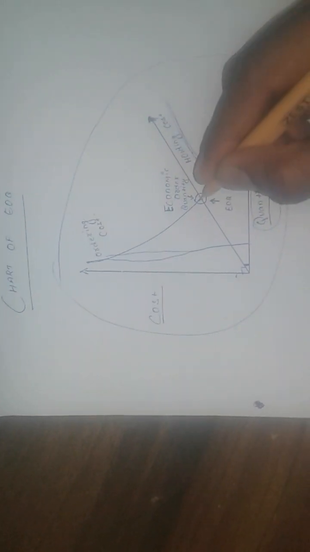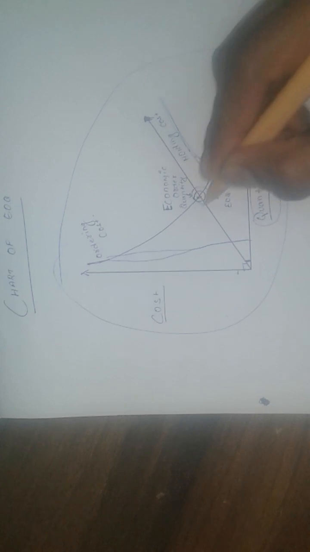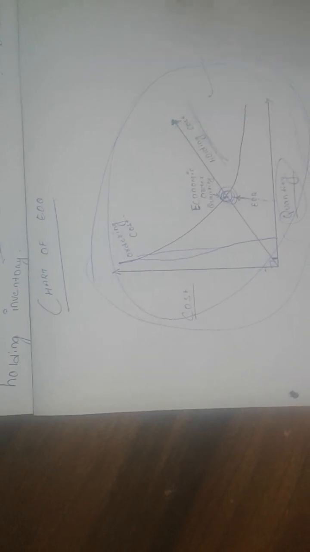And this we can say is the break even point of the EOQ, and at this point we have to order that particular item. This is basically the overall chart, and I hope you have understood all about this economic order quantity.